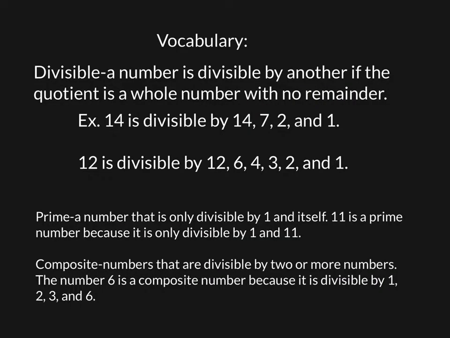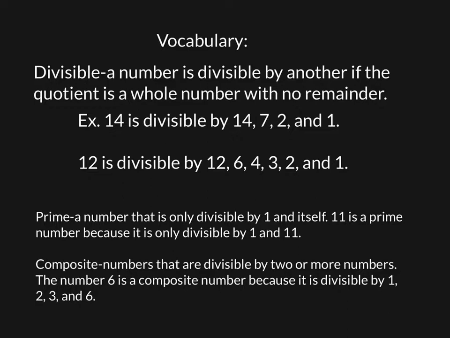All right, first we have our vocabulary. What does divisible mean? A number is divisible by another number if its quotient is a whole number with no remainder. For example, you could say 14 is divisible by 14, 7, 2, and 1. Because if I do 14 divided by 14, my answer is 1, a whole number. If I do 14 divided by 7, the answer is 2, a whole number.